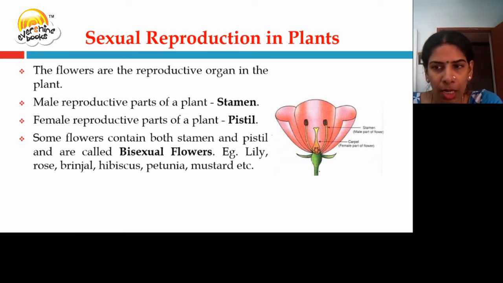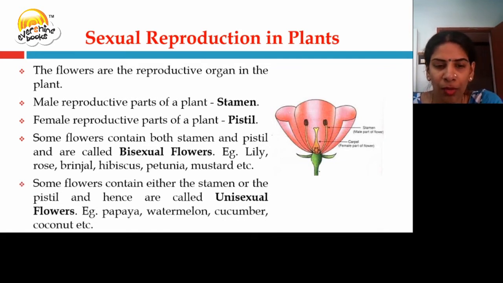When both the stamens and carpels are found in the same flower, we call it a bisexual flower. Lily, rose, brinjal, hibiscus, petunia, and mustard are bisexual plants. Some flowers contain either stamen or carpel. If only one is present, we'll call it a unisexual flower. Examples: papaya, watermelon, cucumber, coconut.